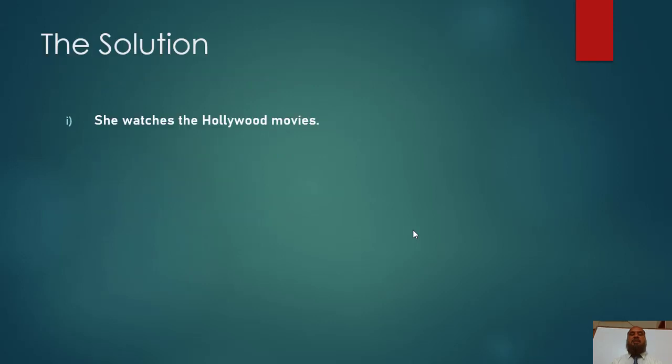Dear students, you should take your pencil and notebook and write the solution on your own, making the passive of the given sentence. Sentence number 1, make its passive. She watches the Hollywood movies. Here is its solution. The Hollywood movies are watched by her. Now match your answer with the solution. Make corrections where necessary.